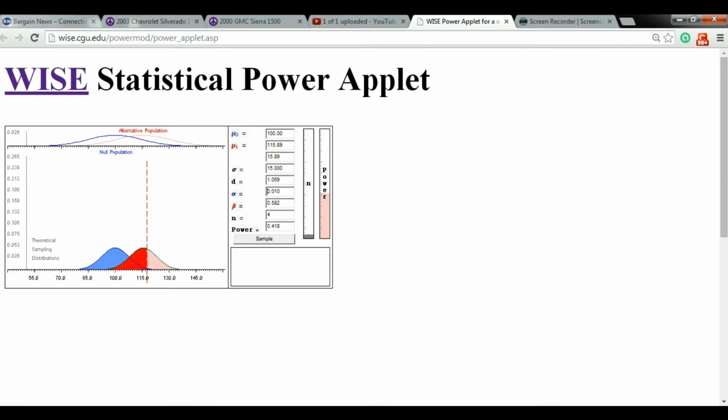Okay? So what would happen if I made my alpha level 0.10 instead of 0.01? We started out with 0.876. We went to 0.01. Now we're going to go to 0.10. What's that going to do to the red line? It's going to move it to the left. We went from 0.876 here to 0.936. So power went up. Why? Because it's easier to reject the null.